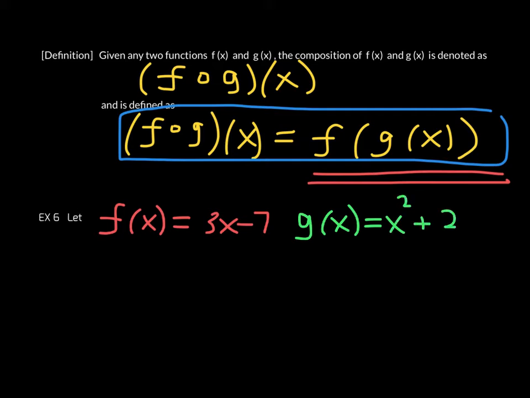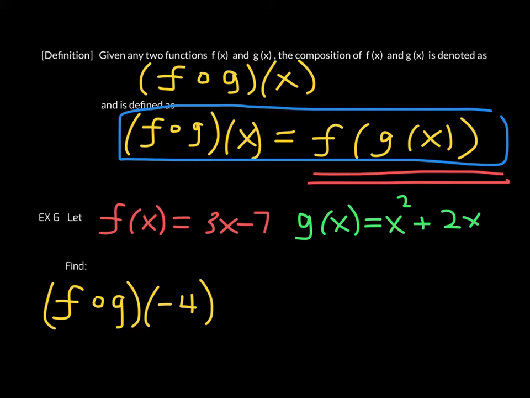Okay, I want to be very clear. These two functions are given to you. What they want you to find is the following: f composed with g at -4. Now, there's a few things that I want to say about this.